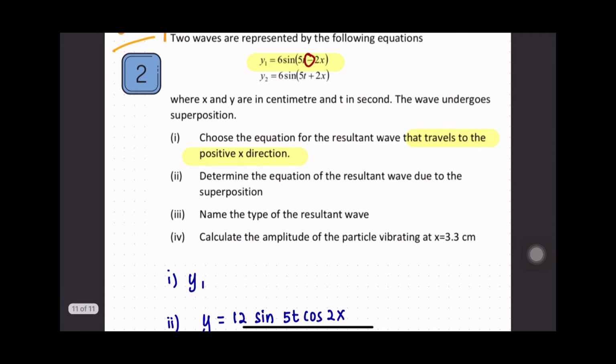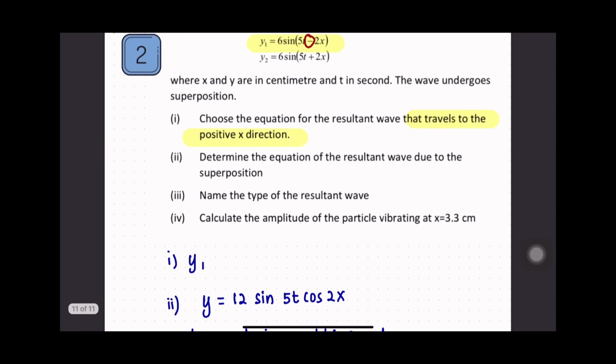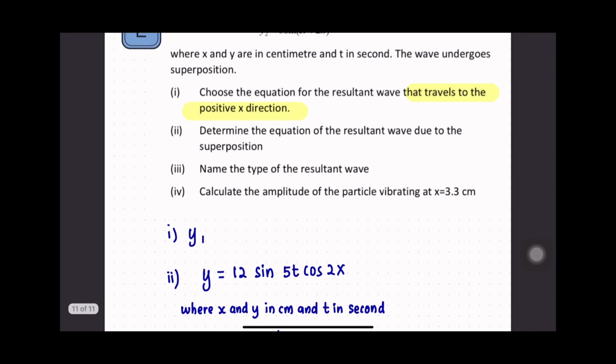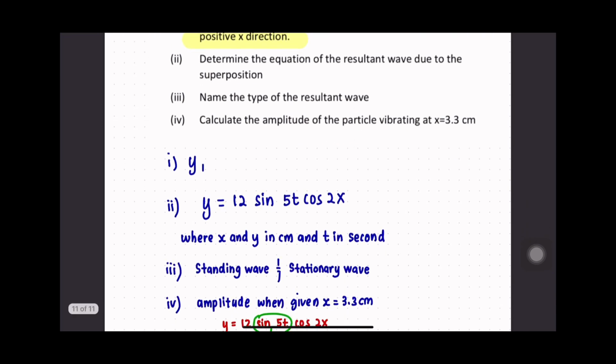Okay, determine the equation of the resultant wave due to the superposition. So means that dia sangat simple. So 6 times 2 is 12 sin omega t cos kx. Okay, maksudnya resultant wave ni adalah merujuk kepada standing wave equation. Name the type of resultant wave. So dia adalah standing wave or stationary wave.